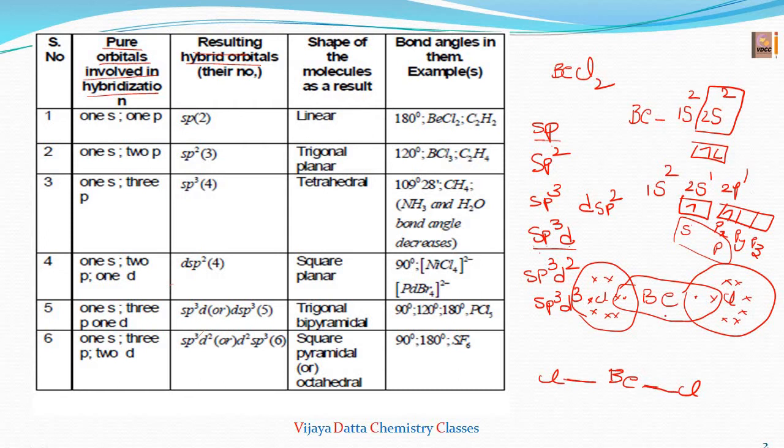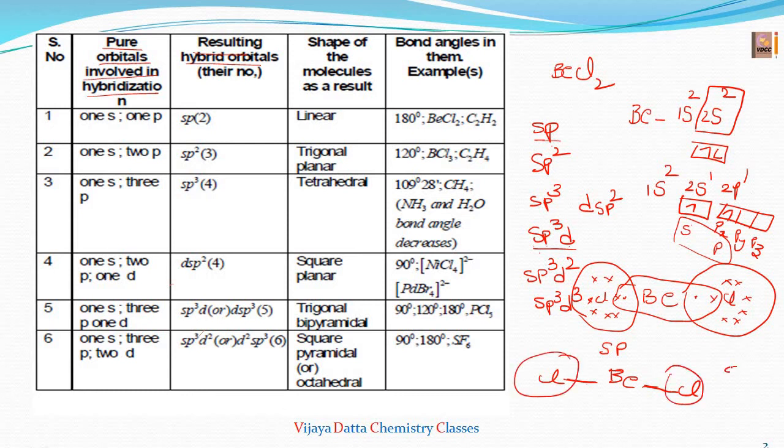How many orbitals are involved in the hybridization to give the unpaired electrons? 2 orbitals are involved, s and p. So the hybridization of BeCl2 is said to be sp hybridization, and these sp orbitals are said to be the hybrid orbitals. The chlorine, which is not involved, is said to be the pure orbital.